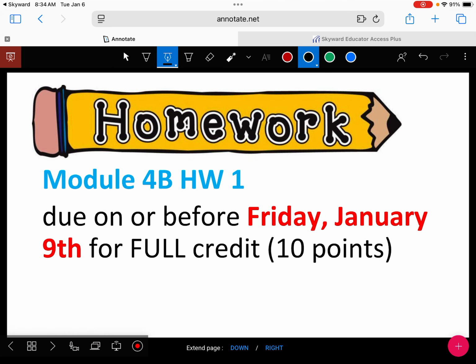All right, can you write on your homework that it is due on Friday? So to get full credit, you have to turn it into this tray right here before Friday. Now, if by chance you don't get it turned in by Friday, still turn it in because you can still get something. Zeros hurt your grade. We don't want zeros in Skyward.